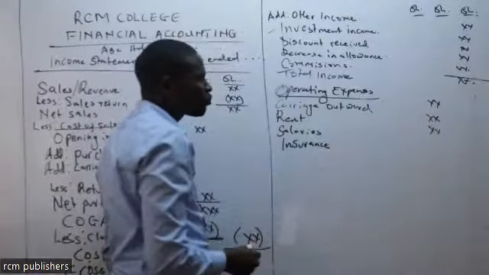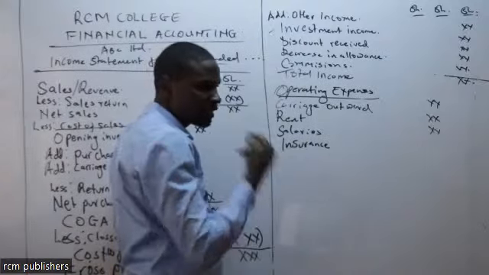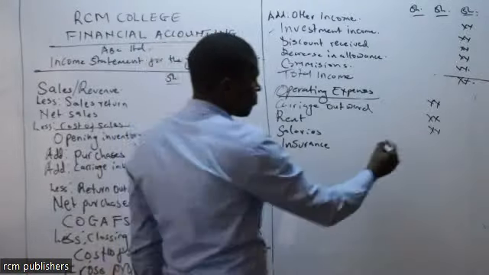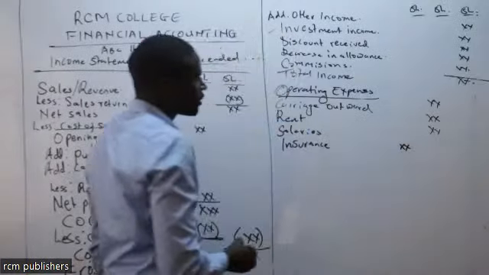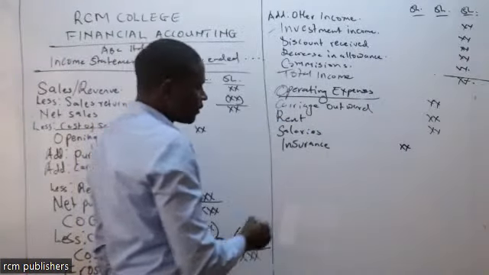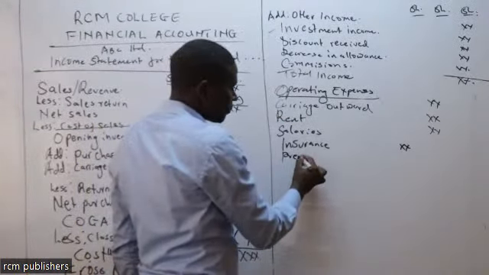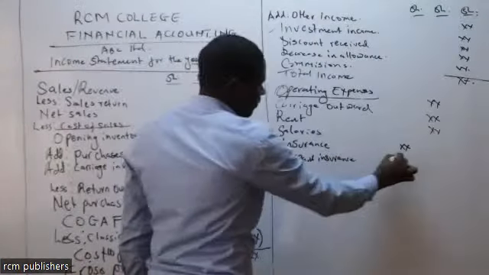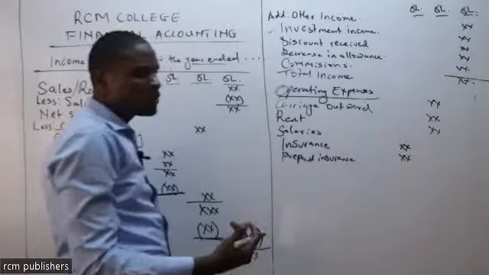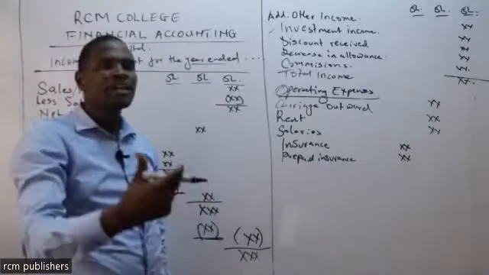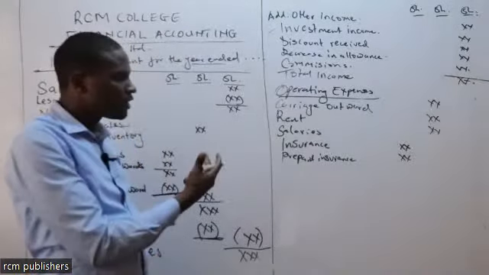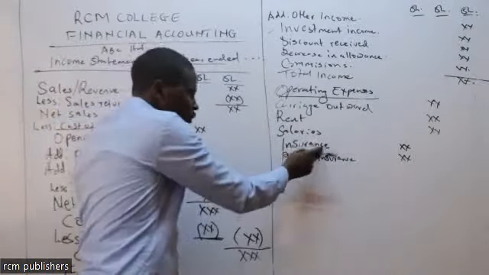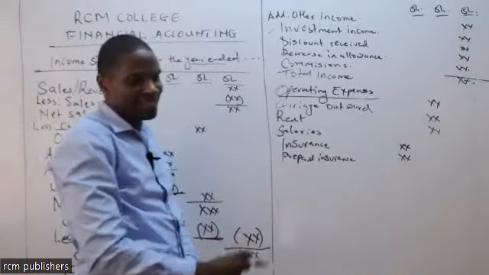Now, class, allow me to adjust insurance so that I'm able to explain something. Insurance, I just put it there. And then there is prepaid insurance. Somebody tell me, how do we treat prepaid expense? We had prepaid insurance. Should I add it to the normal insurance or should I erase it?